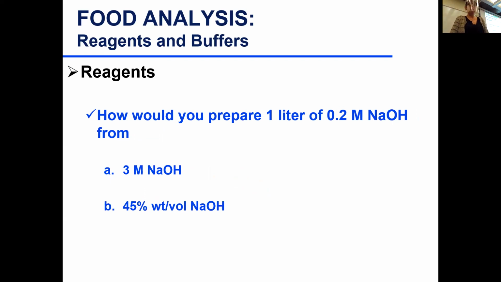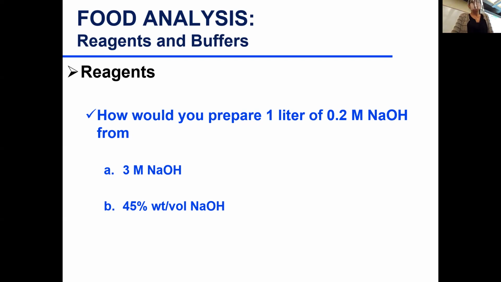How would you prepare 1 liter of 0.2 molar? Okay. If you have questions, don't be shy, just ask me. We can go over it together. I'm sure if you have a question, some other student might have the same question, so it will benefit everybody.